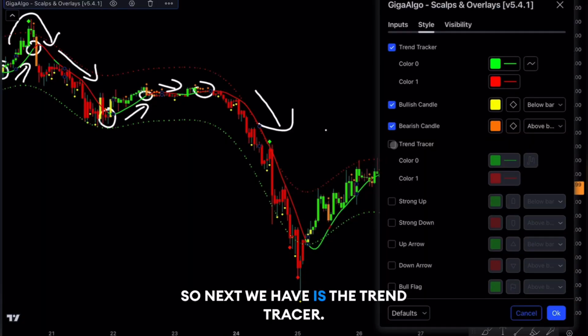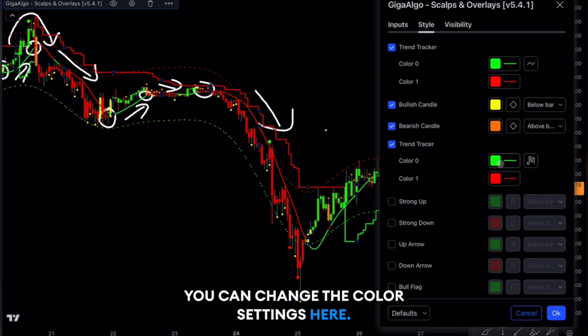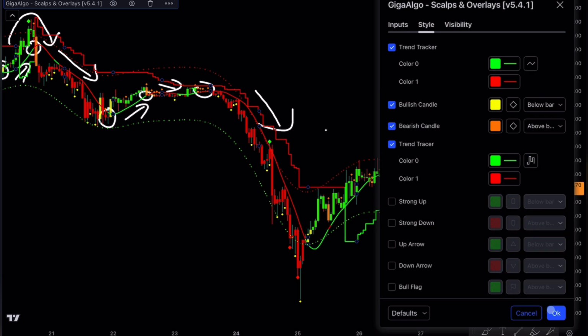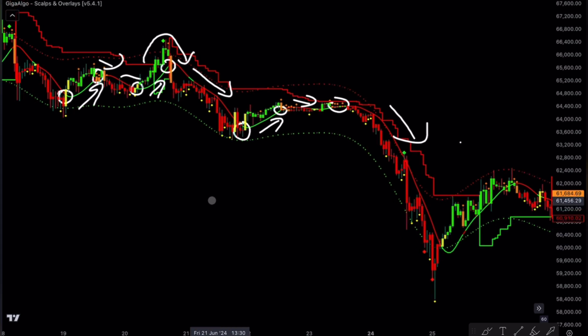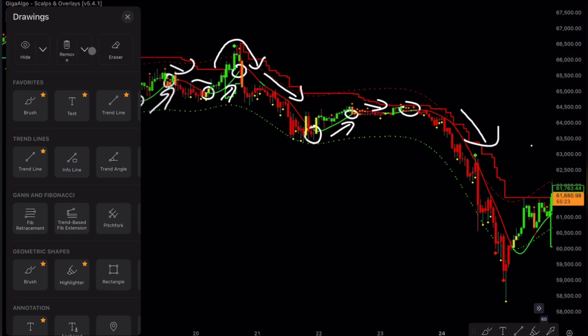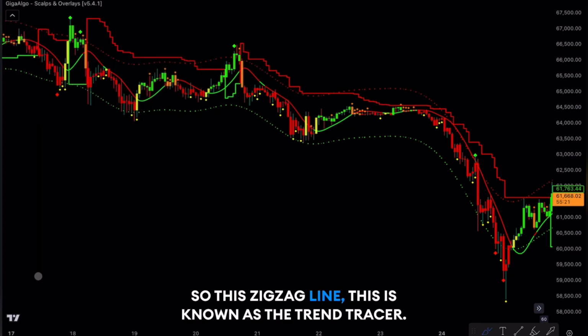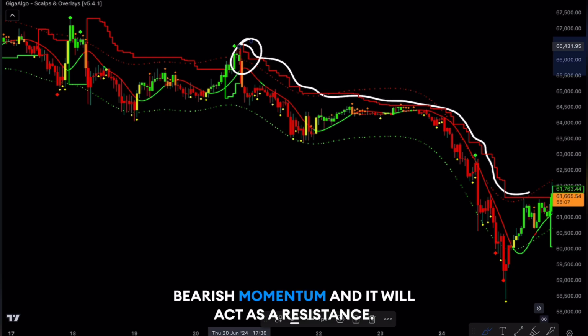So next we have the trend preset. You can change the color settings here. So this zigzag line, this is known as the trend tracer. It will change color if there is a bearish momentum, and it will act as a resistance.